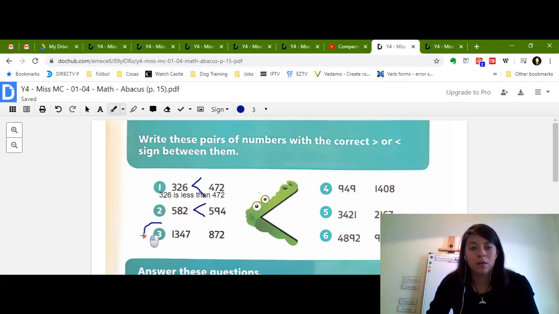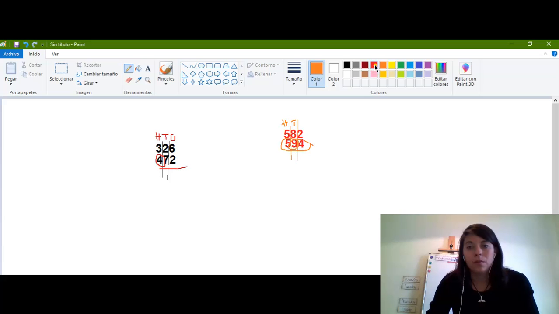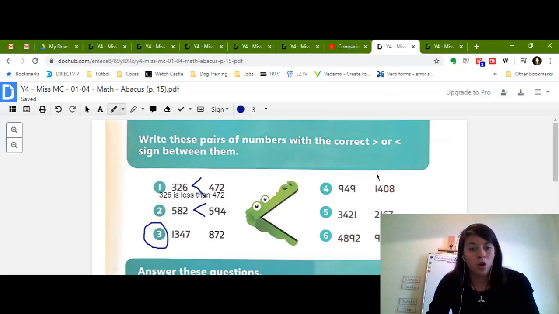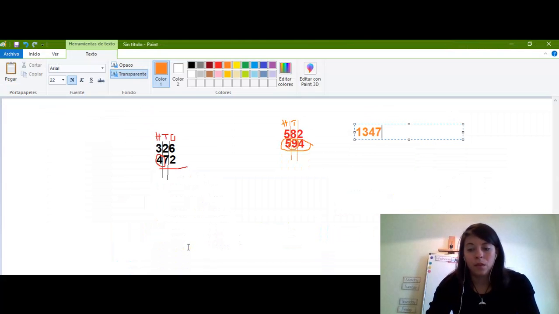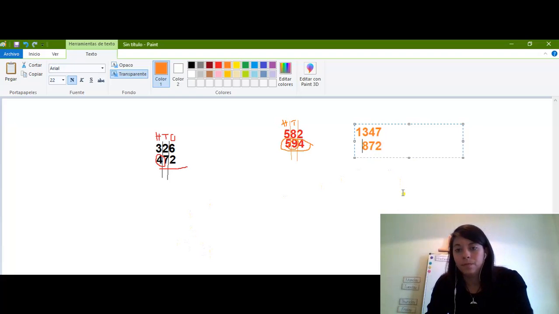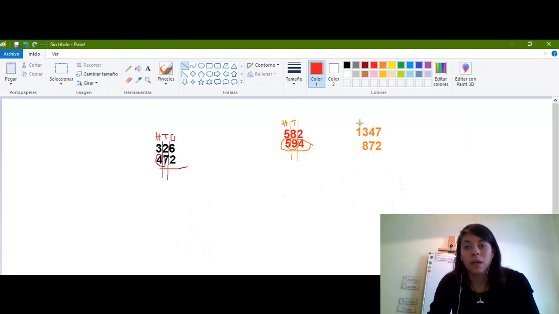Let's do number 3 over here. The third number is 1,347, and below it I have 872. Okay, so if I take my lines and I divide these numbers, there's one very simple way of noticing which number is bigger. If I notice on my thousands, then I have hundreds, then I have tens, and then I have ones. Now I have 1,000 here, but I don't have any here. So which number is bigger? This one. 1,347 is greater than 872.